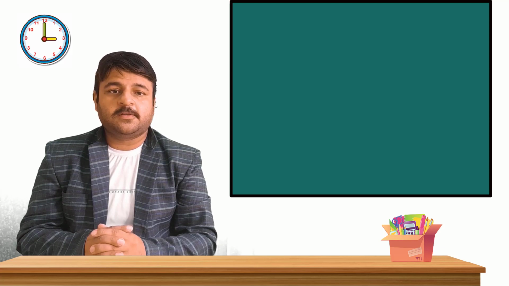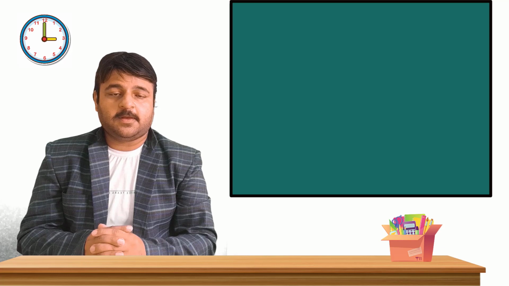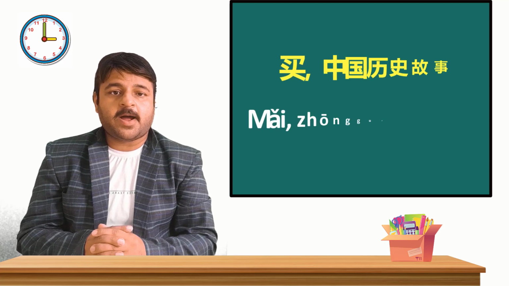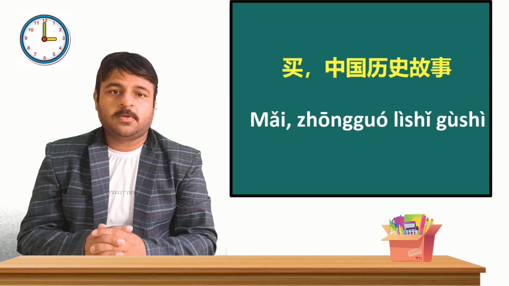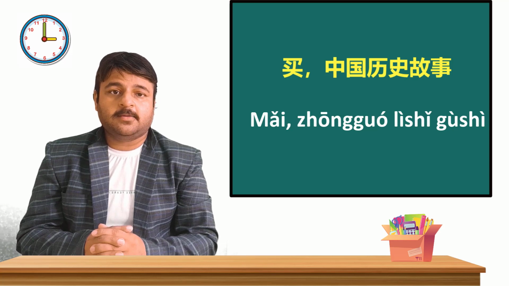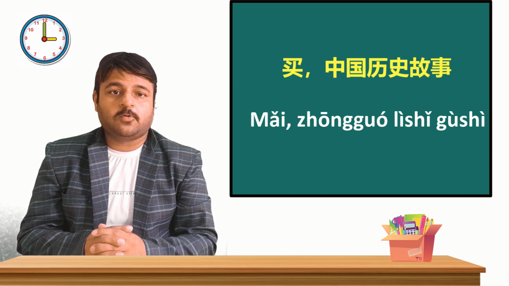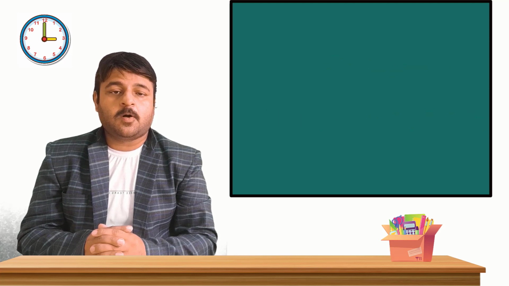Moving on to the words in the box to make replacement in this sentence. 买, to buy. 中国历史故事. 中国历史, China's history. 故事, story. Can you buy China's history story? I think I can buy. Moving on to the next sentence.